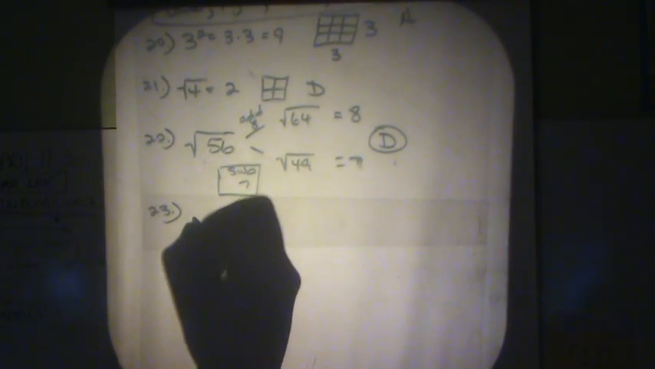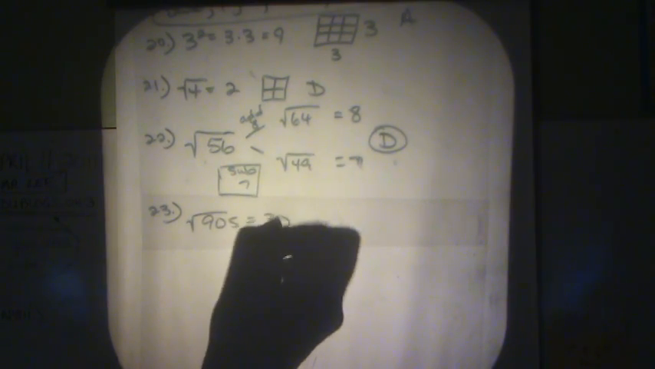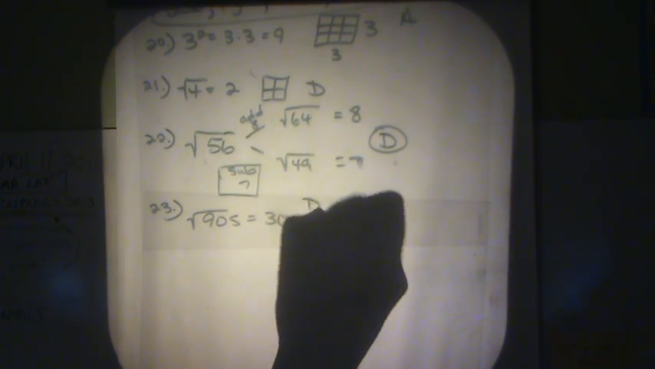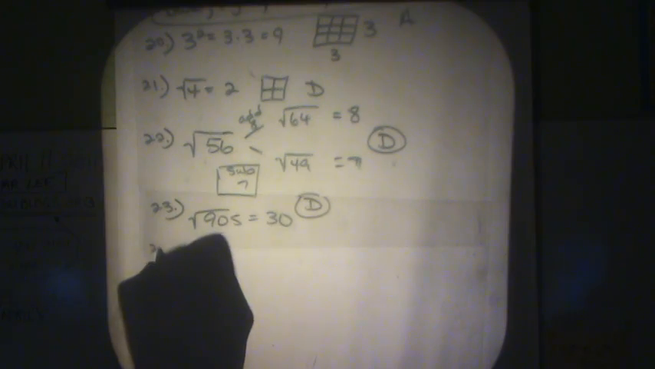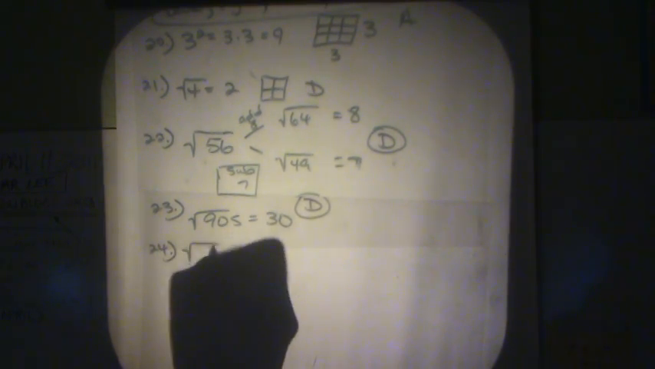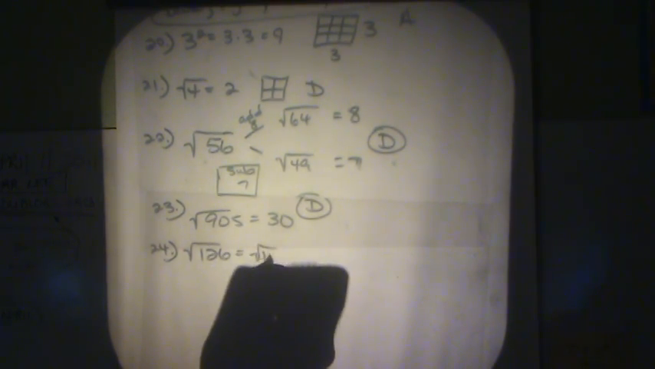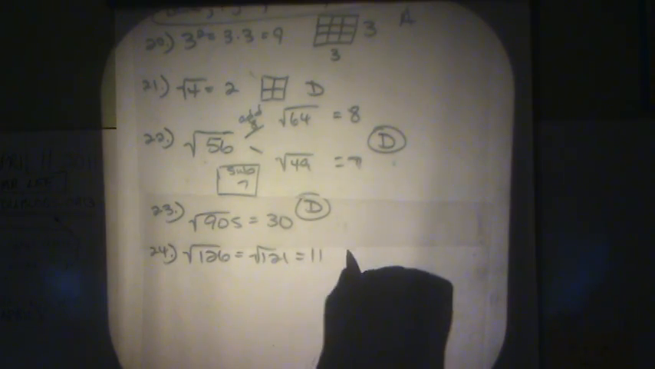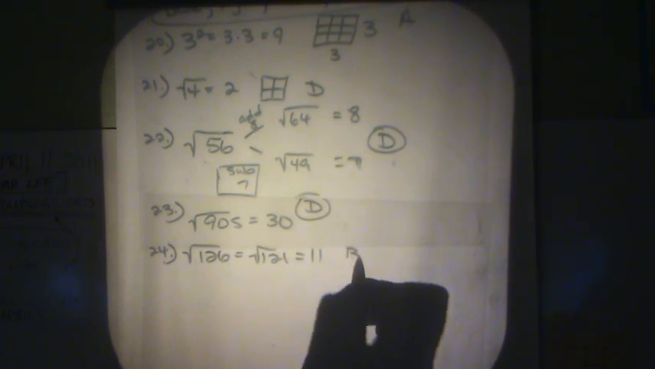23. What point's closest to square root of 905? That should be 30. What point looks closest to 30? Would be D. 24. Square root of 126 is close to square root of 121, which is 11.